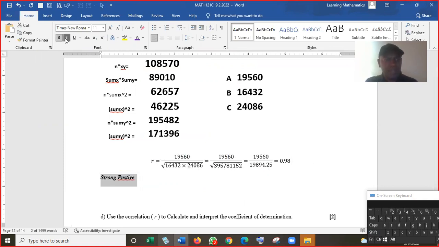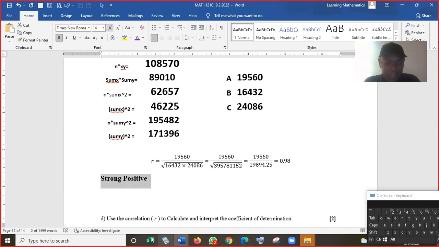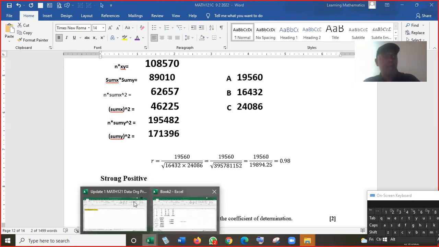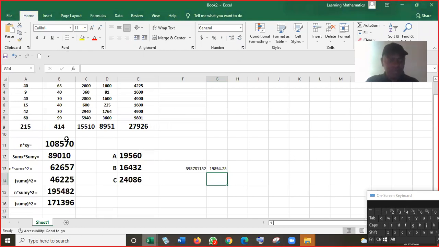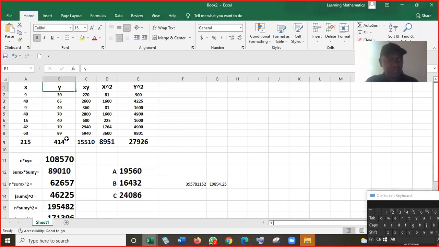Okay, and the advantage of doing this via Excel is that you can actually use Excel itself to prove that you have gotten the correct answer. And this is easy peasy. So let's see if 0.98 is the correct answer. You just go back to your Excel and you highlight your values. Please pay attention to this proof. You can use it to prove your answer.